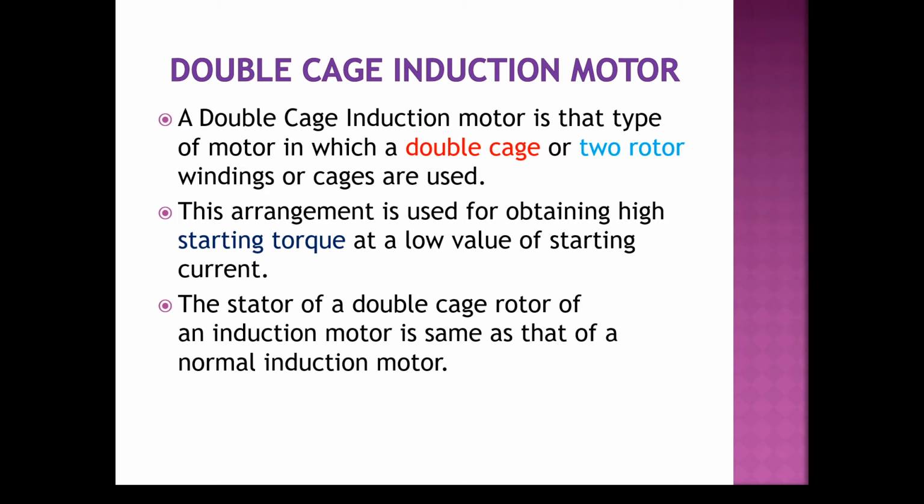At starting, the frequency of the voltage induced in the rotor is the same as the supply frequency. So the leakage reactance of the inner cage winding, 2 pi f L, is much larger than that of the outer cage winding. So most of the starting current flows in the outer cage winding, which offers low impedance to the flow of current. Hence the high resistance outer cage winding develops a high starting torque.